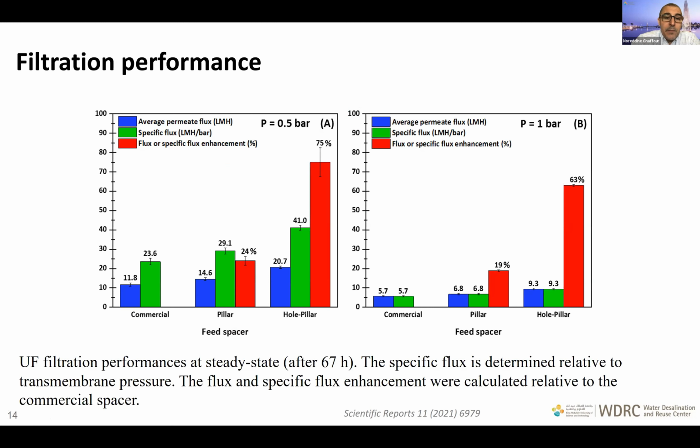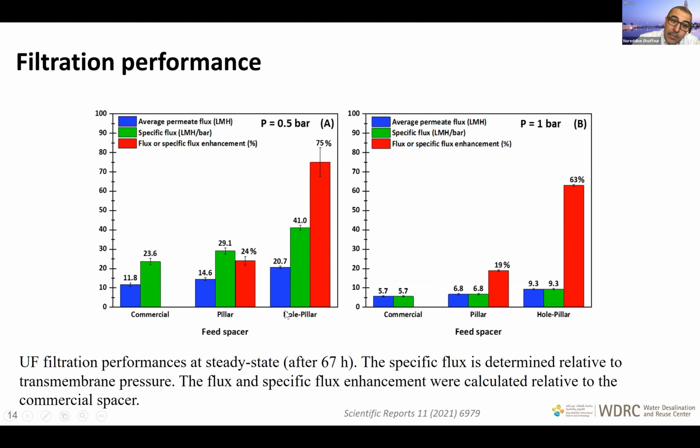Now we did these experiments for 67 hours. And you can see here the data. This is the commercial spacer, the pillar, and hole pillar. So we used all of them to see. What you see in blue is the average permeate flux. The green one is the specific flux per bar, every 1 bar, because we use different pressure, as you can see here, just to have a good comparison. And the red one is the flux or specific flux enhancement relative to the commercial spacer.